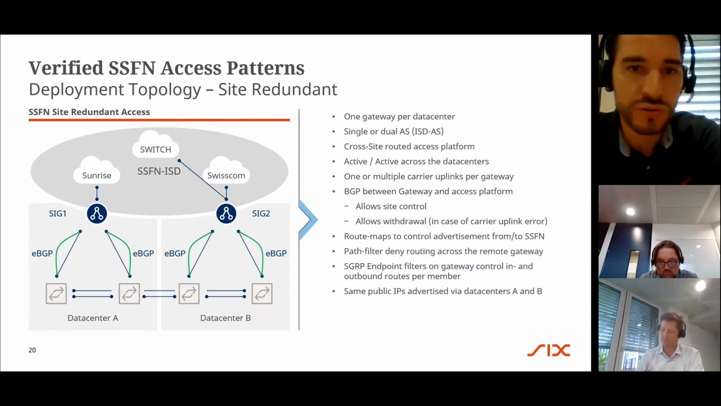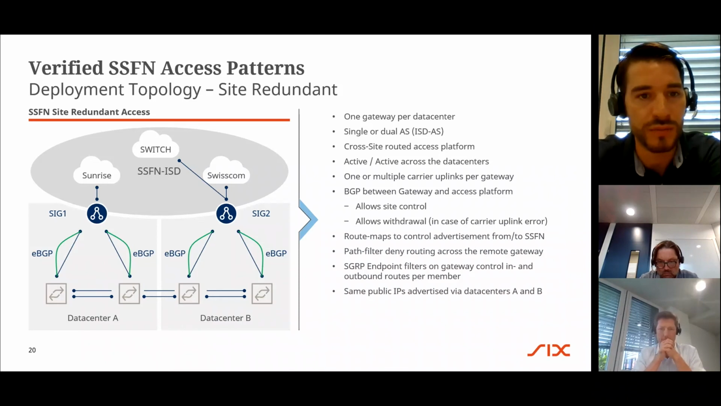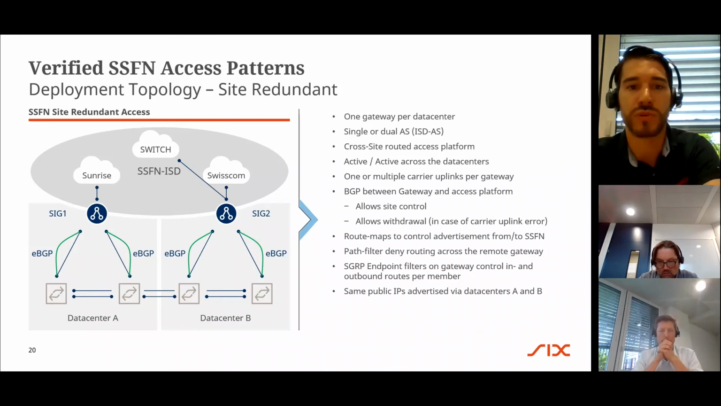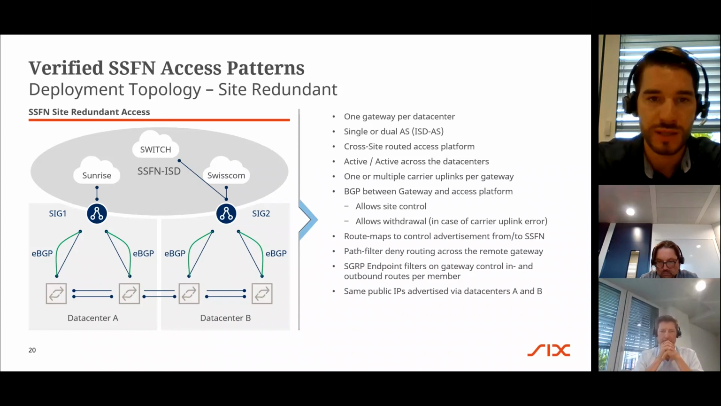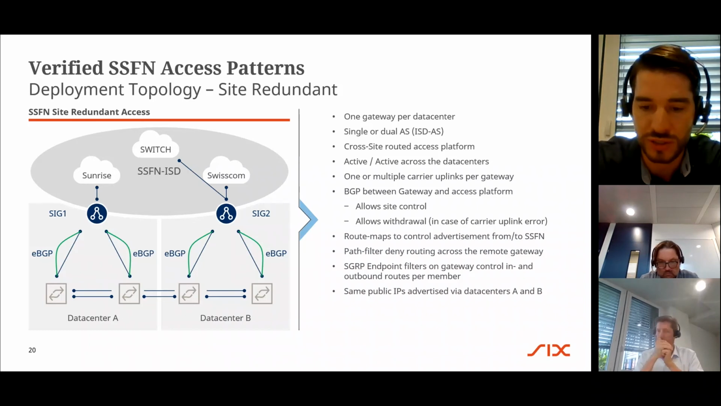Let's go one step down to the deployment topologies that we verified or that we know from the pilot environment. This is now for unmanaged services, of course, where you do your connectivity on your own and you have to take care of the topology and of how you connect.